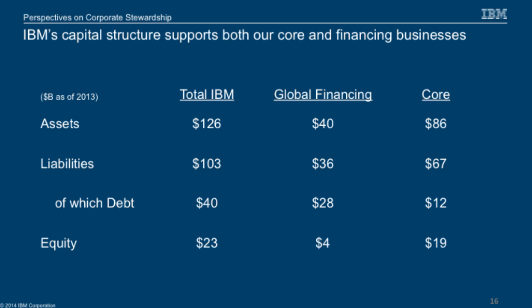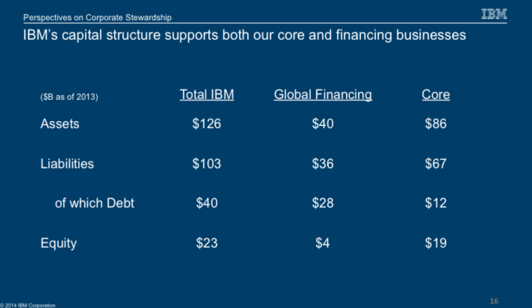Just a couple of comments on our capital structure. So 3 columns: total IBM, global financing, and core. I'll come back to that in a second. As Jesse indicated, I was GM of our global financing business. We are the largest IT financier. It's solely IT. We're also the largest trader of used IT equipment in the world. So that business is really there to do 2 things.